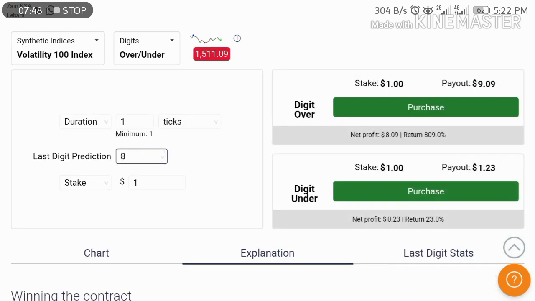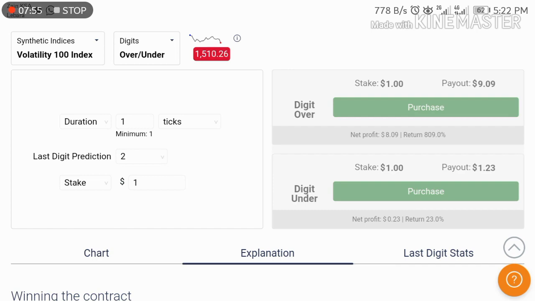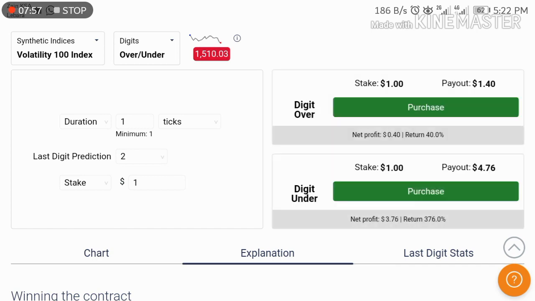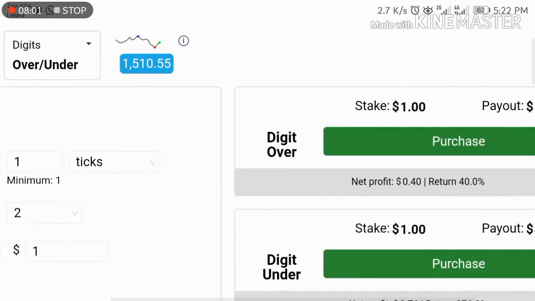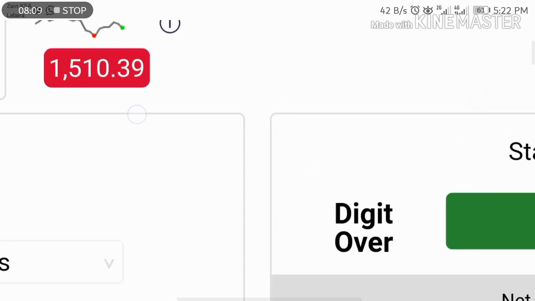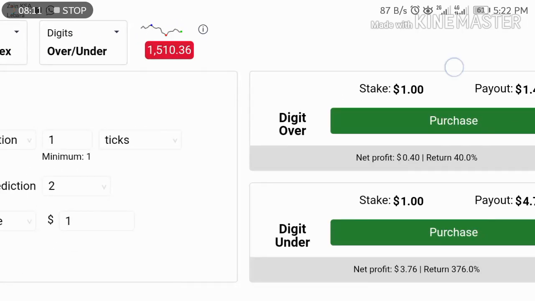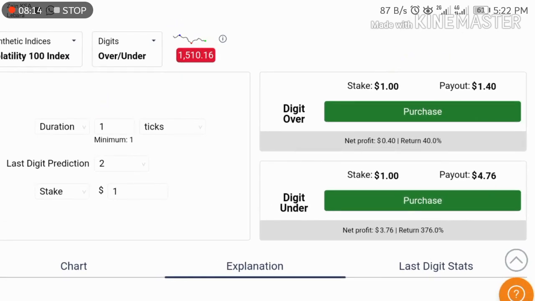If you want to choose once more, this digit 2 is also a very awesome thing. Once you see 2 as the last digit here, you have to put your trade. Once you see last digit 2 here, open your trade. Let's wait for this 2 and I will place my trade.